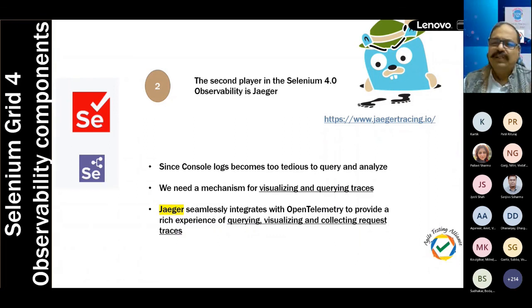We need a visualization. We can look at the request. We can look at the responses. We can look at the entire workflow. All of those traces can be queried. We can jump one step into the other and we can see where things are going wrong. So this is what we'll be using, guys.